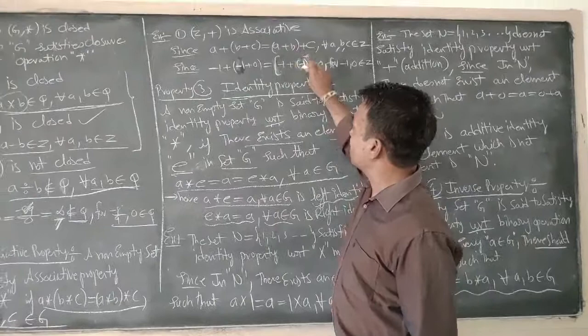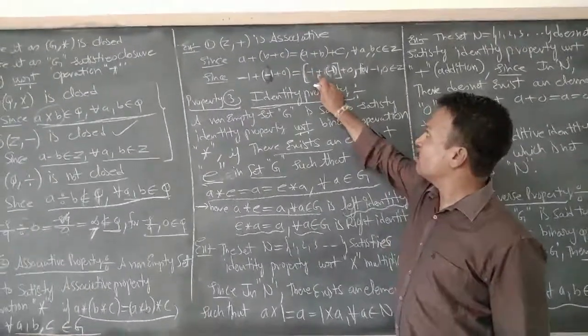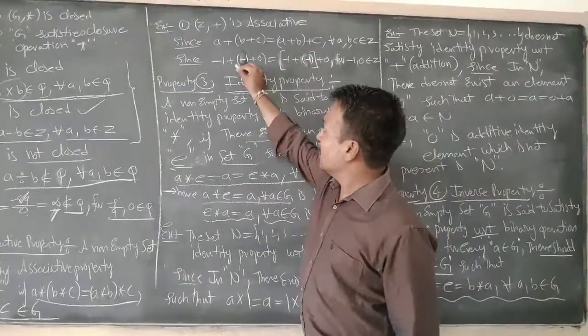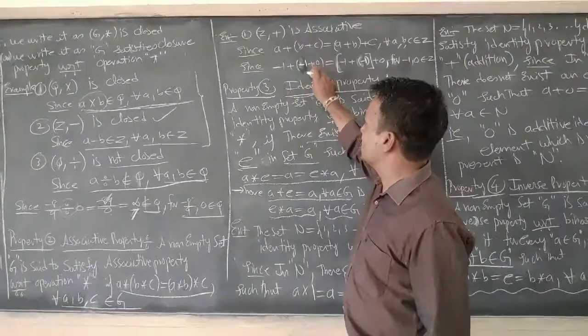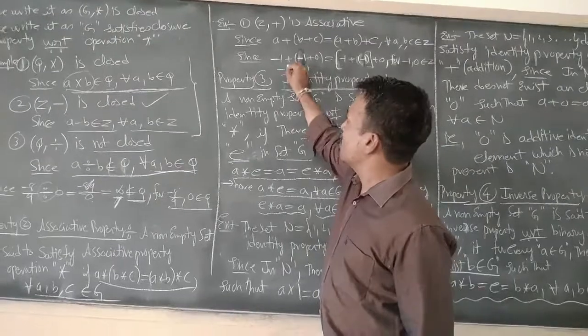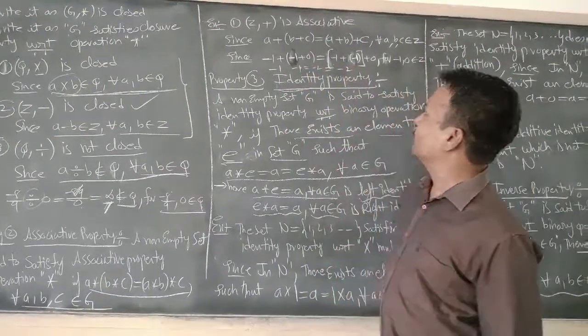And in this part, if I substitute these three values, it is taken as (-1 plus -1) plus 0. So the left-hand value is -1 plus (-1 plus 0). -1 plus 0 is -1, plus -1 is -1 -1, which is equal to -2, equal to -2.